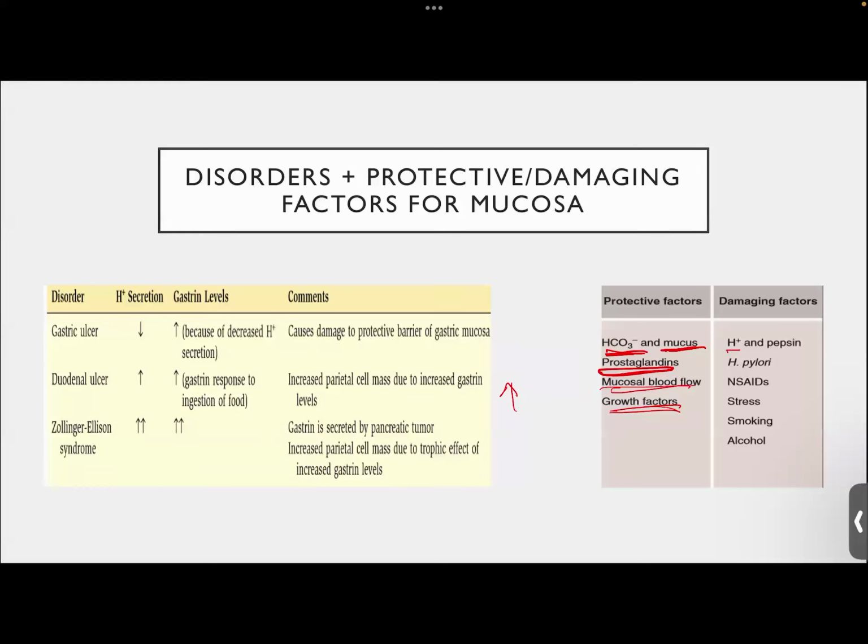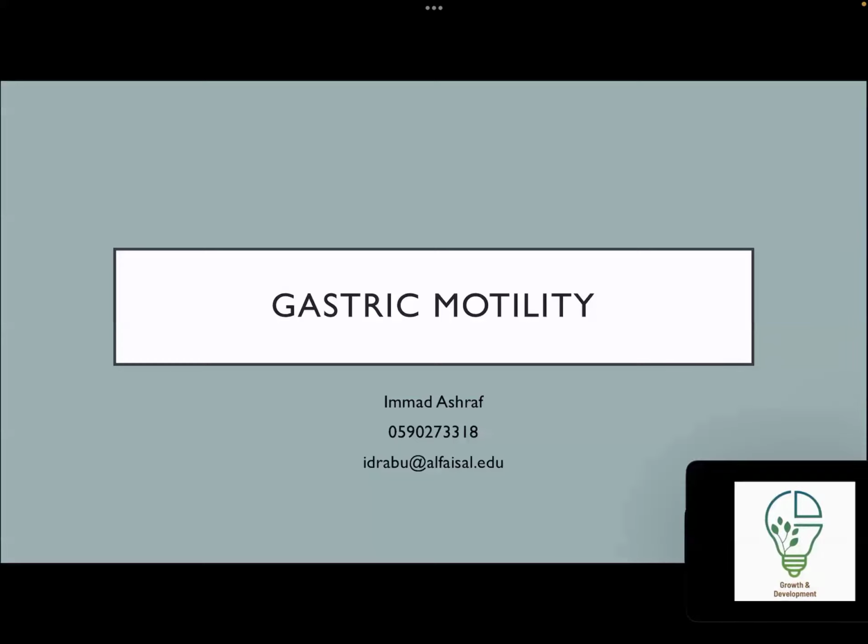So damaging factors: H+, because H+ is acidic, and acidic is bad. Pepsin, obviously, because of the same reason. H. pylori, which is a bacteria, you don't need to know about it. NSAIDs, because they're proton pump inhibitors, okay? And you don't need to know this, just forget this because this is too much. Stress. Stress is bad for you in any way, it's bad for your stomach, it's bad for you as a whole, that's why you don't stress. Smoking, obviously, and alcohol, all of these will damage the mucosa. And that's it. We're done with the first lecture.